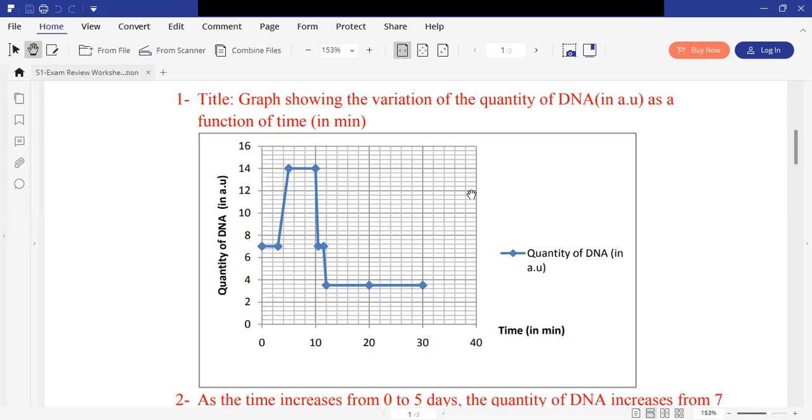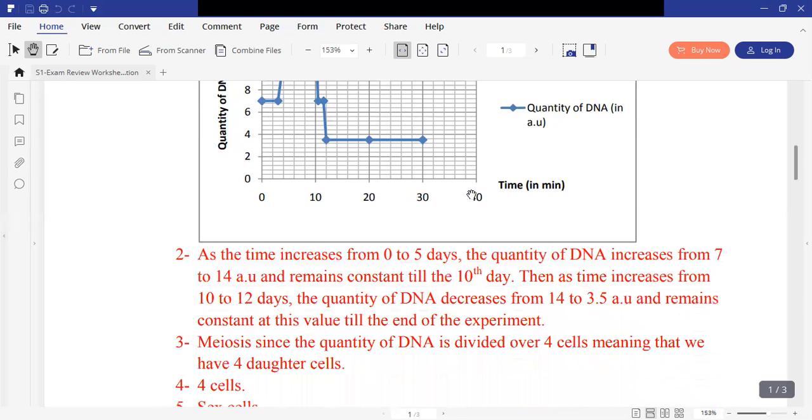Analyze the result. What is the analysis? As the time increases from 0 to 5, the quantity of DNA increases from 7 to 14, and then it remains constant till the 10th day. Then, as time increases from 10 to 12, the amount of DNA decreases from 14 to 3.5, and it remains constant till the end of the experiment.